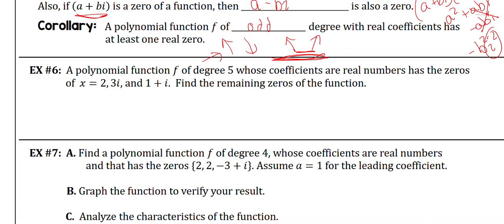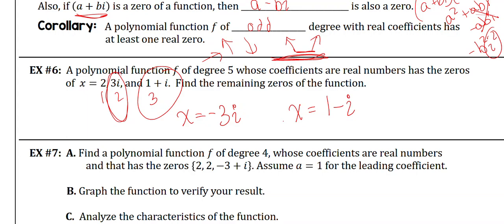So what number 6 is saying is that a polynomial function of degree 5 whose coefficients are the real numbers has the zeros 2, 3i, and 1 plus i. It says find the remaining. Well, this is 1, this is 2, this is 3, so I'm missing 2. And what we talked about is that this always comes in a pair. So this pairing would be -3i. This pairing, the conjugate, would be 1 minus i. And then this would be the fourth, and this would be the fifth zero of the degree.